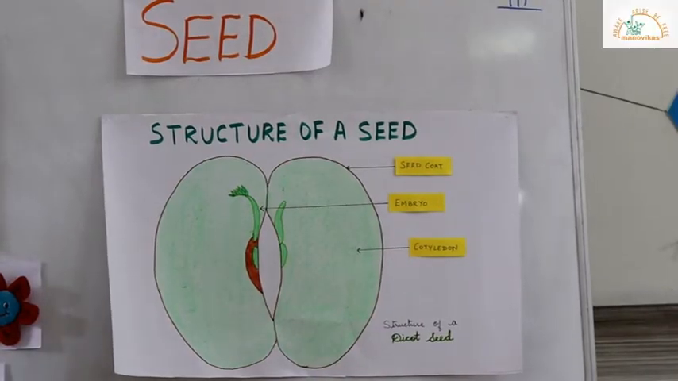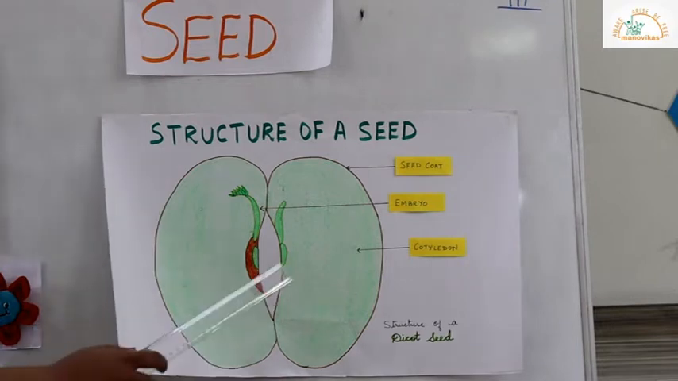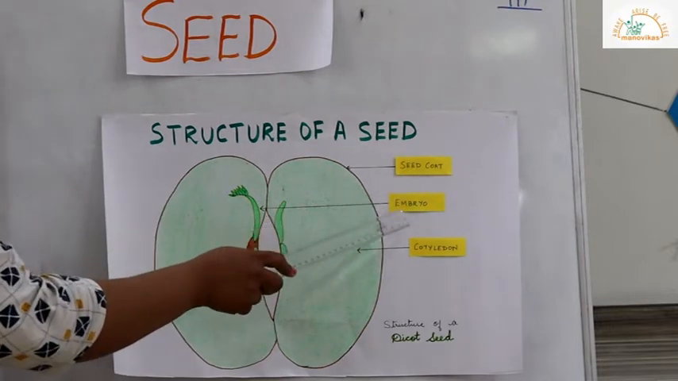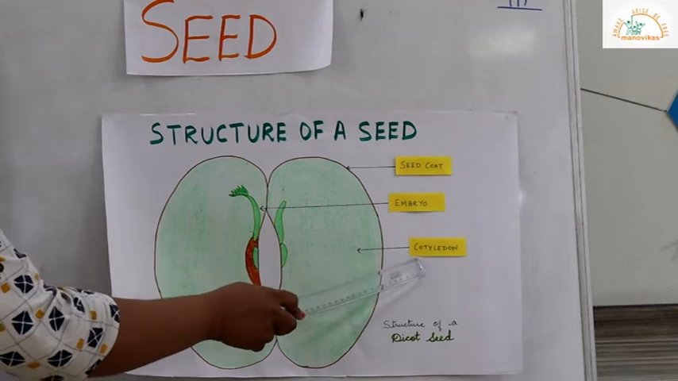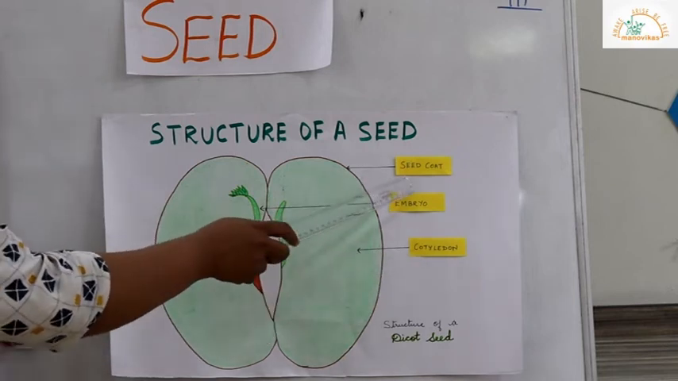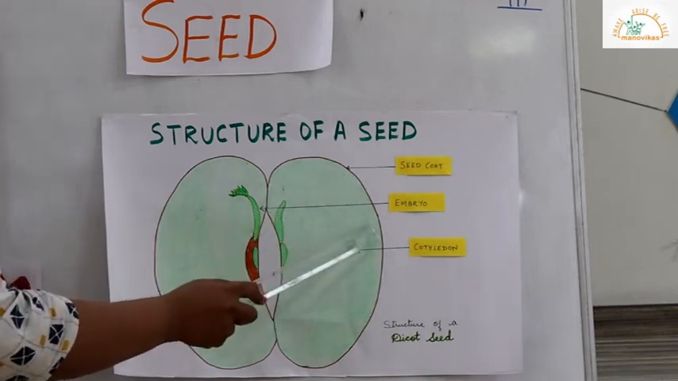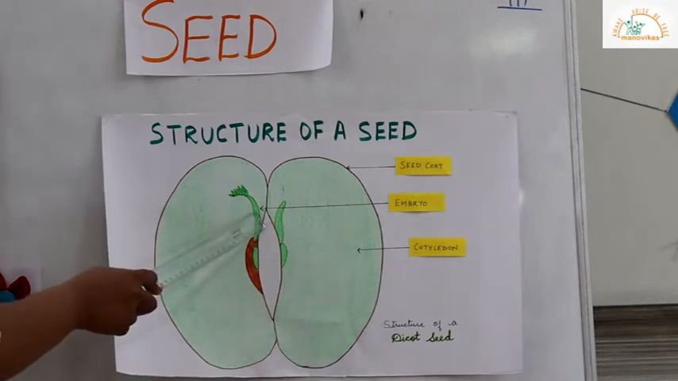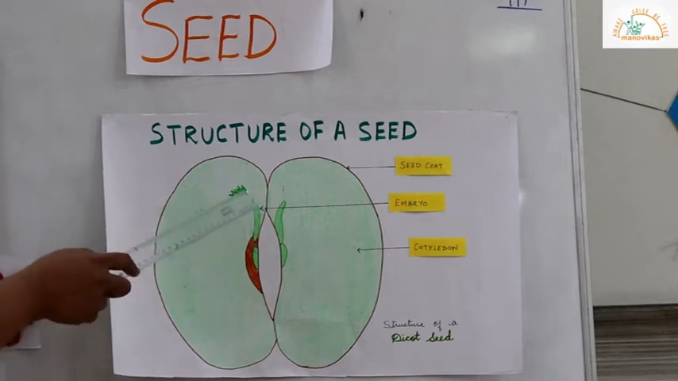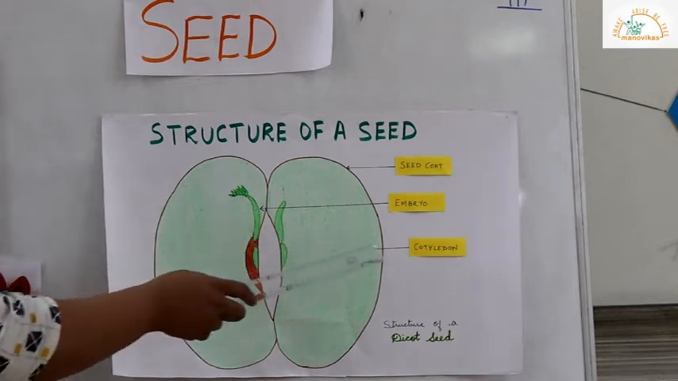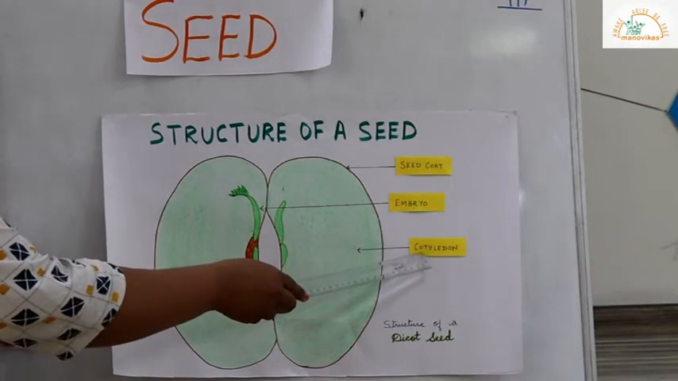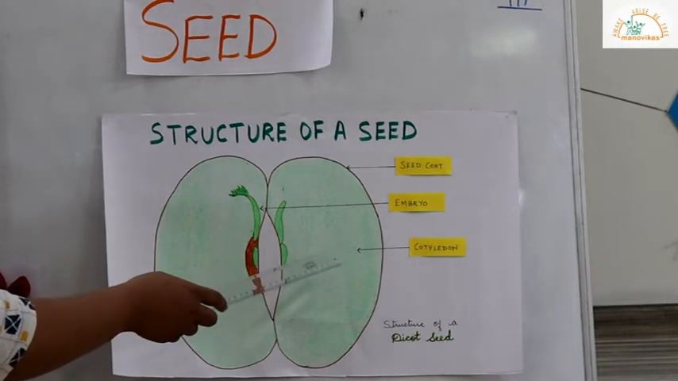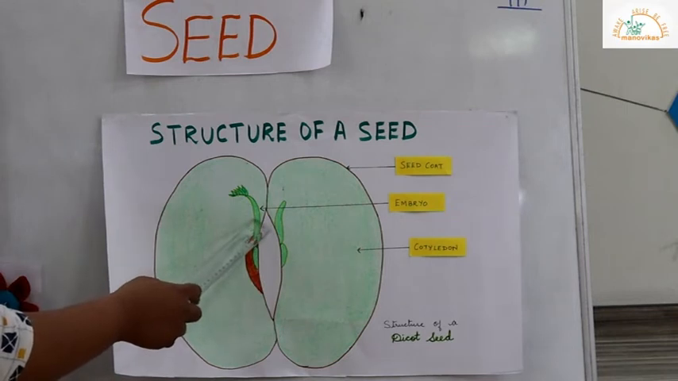Now we will learn about the structure of a seed. The seed is made up of three parts: the seed coat, embryo, cotyledon. The seed coat is the outer covering of the seed. It protects the embryo. The embryo grows into a tiny plant or a seedling. Next we have the cotyledon. The cotyledon stores food for the embryo.